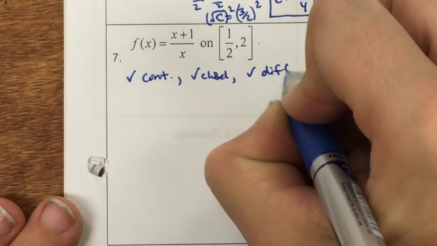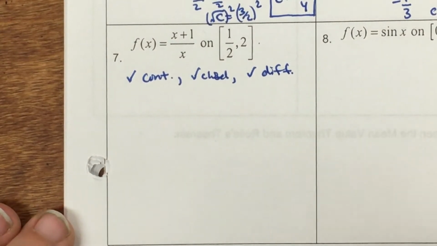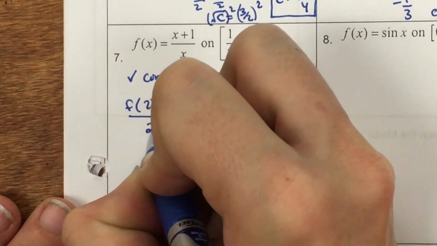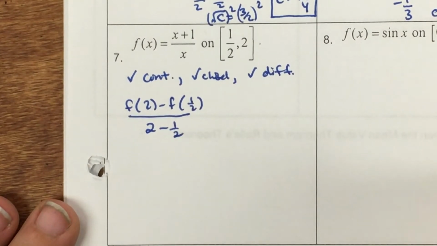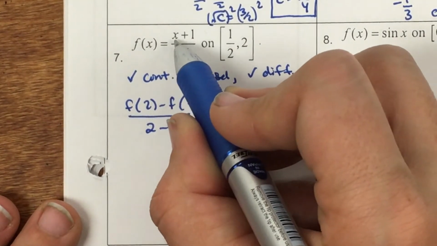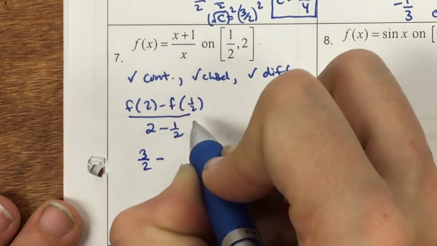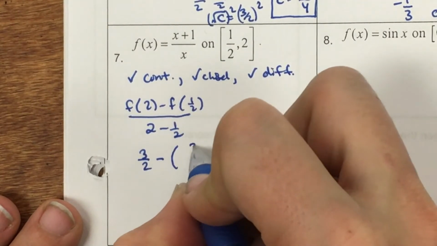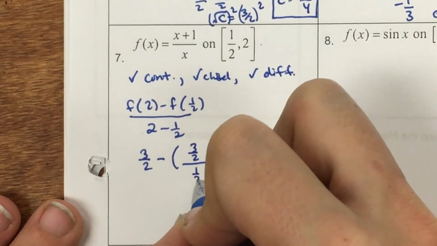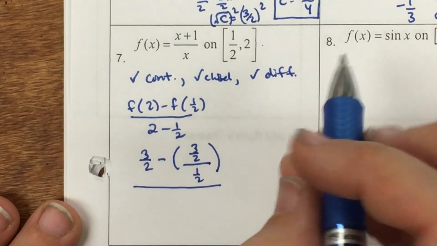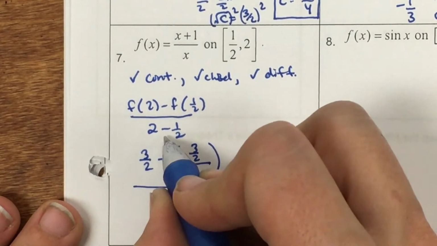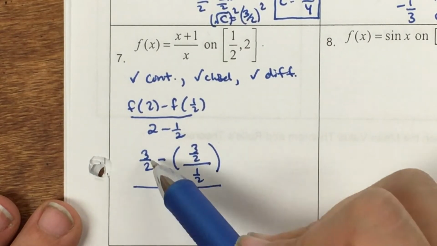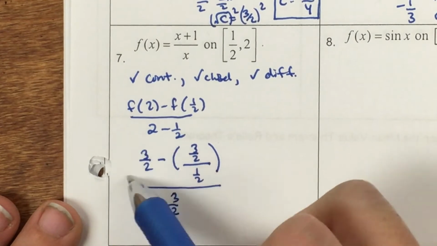It's closed, and again, it's a rational function. It's going to be differentiable, except at x equals 0. So we can go ahead and do f of 2 minus f of 1/2 all over 2 minus 1/2. Plug in my 2 and I get 3/2. Plug in 1/2, I'm going to get 1/2 plus 1 would be 3/2. So I'm going to write this out. 3/2 over 1/2, all over 2 minus 1/2 would be 4/2 minus 1/2 would be 3/2. Don't even think about crossing those two off because this is all part of one big group up here.